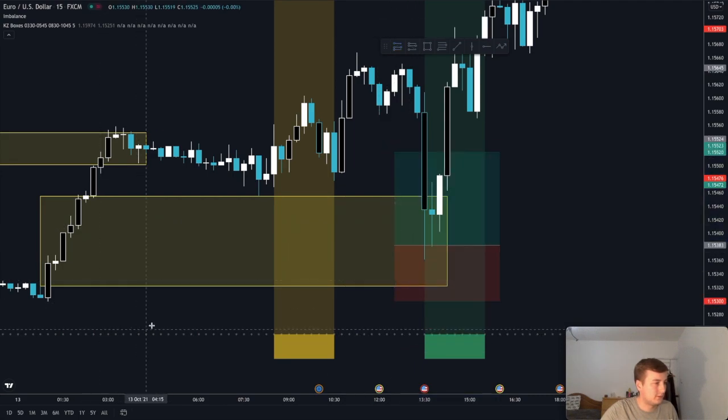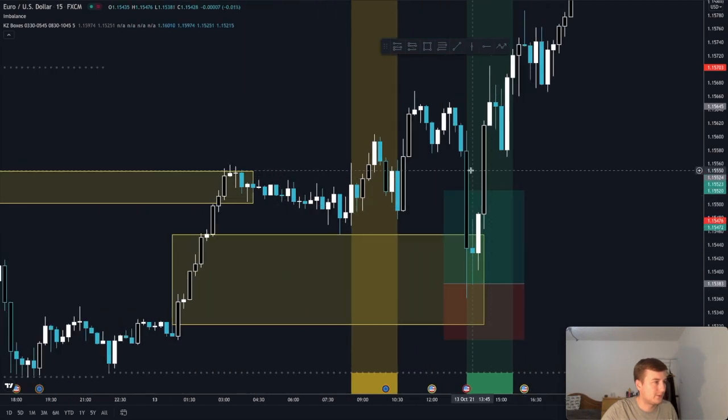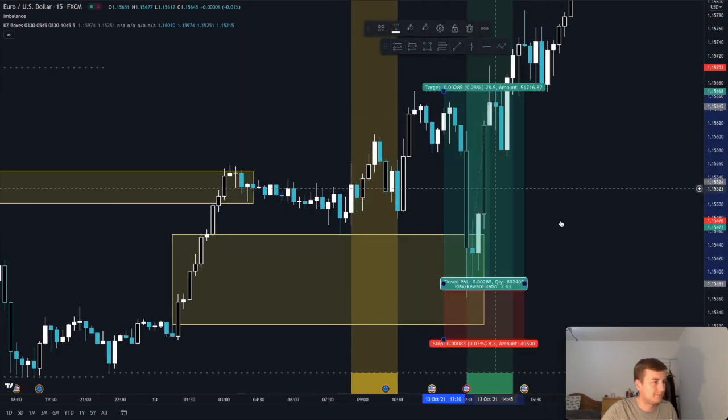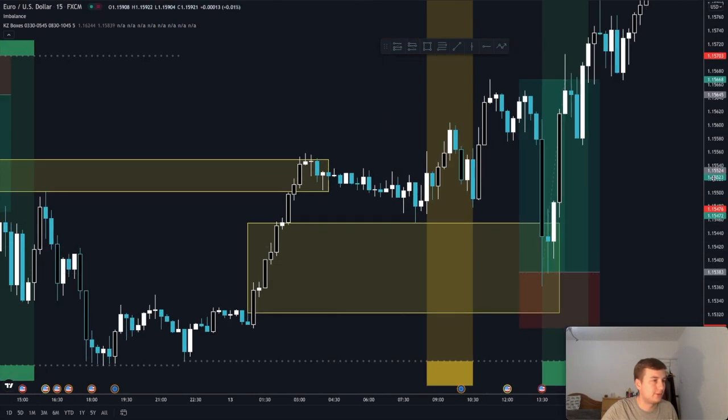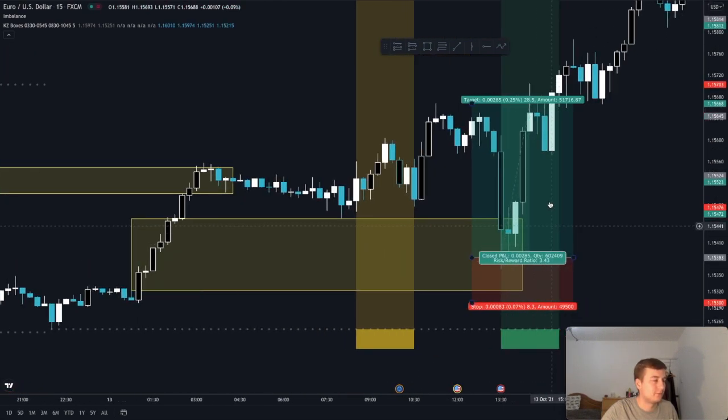Set stop loss here, 8.3 pip stop loss, target the high, 3.43. Our trade, guys, okay? You can't make this up.